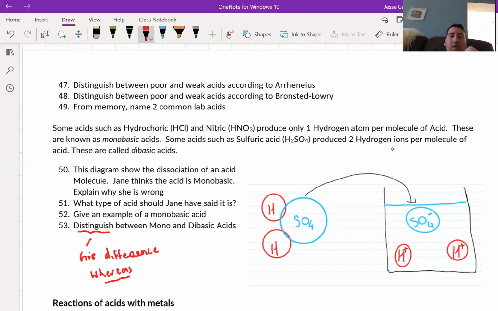All right, so I'm going to finish it up there. In the next video, we're going to look at how acids react. And then in the video after that, we're going to look at what alkalis or bases are and how they react.